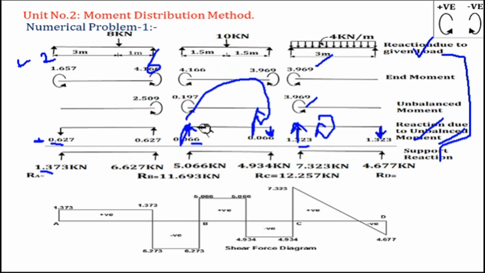Now here is 5 plus this value, 5.066. Here is 5 plus this value, which is downward, so minus, becomes 4.934. Again this value is 6 plus 1.323 becomes 7.323, and last value is 6 minus this 1.323 becomes 4.677 kilonewton. So these are the final reactions.